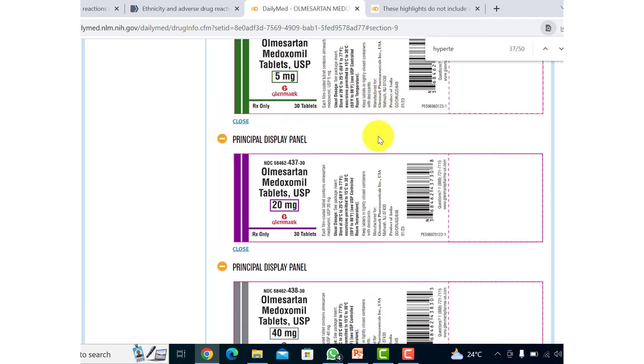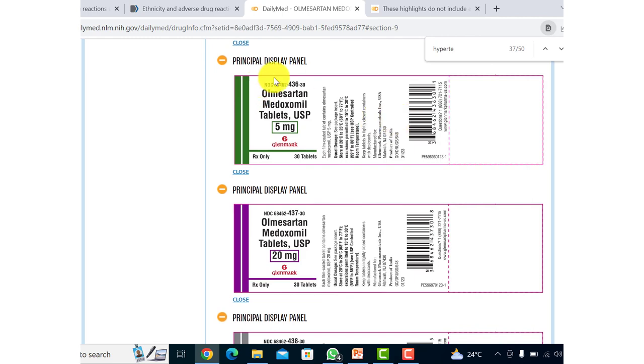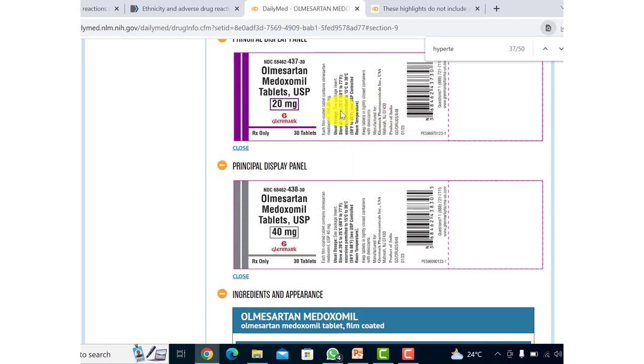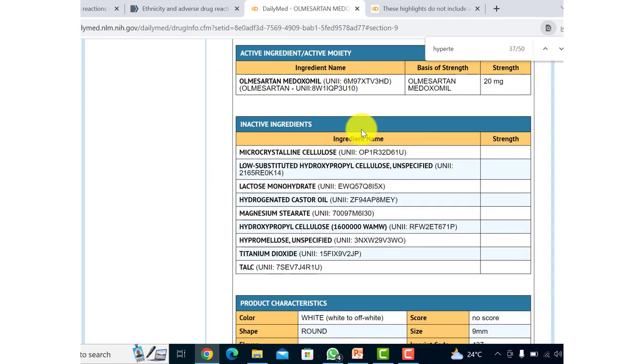This is just the label, how it looks printed on the actual medicine. Everything has been mentioned on this. So this is a very important part.